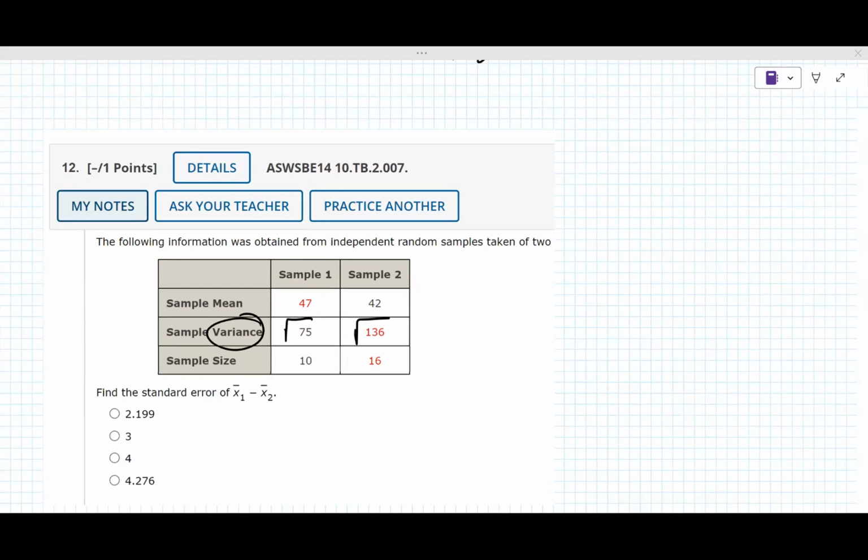$75. And then Sx1 would be the square root of 75 for that, and then the square root of 136. So when I put the square root of 75 into X bar 1... No, that's okay. What is the first thing you see on your list? X bar 1. X bar 1 is 47 in your problem. Sample mean is X bar. And then do the square root of 75.